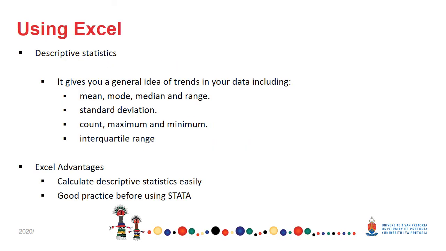So firstly, why use Excel? Well, Excel makes it very easy to calculate descriptive statistics. The descriptive statistics give you a general idea of the trends in your data. This would include the mean, the mode, the median, the range, as well as the standard deviation, amongst other things. You can calculate the count, the maximum as well as the minimum, and you'll be able to determine the interquartile range. The advantage of Excel is that you can easily calculate the descriptive statistics, and I will show you an example now.